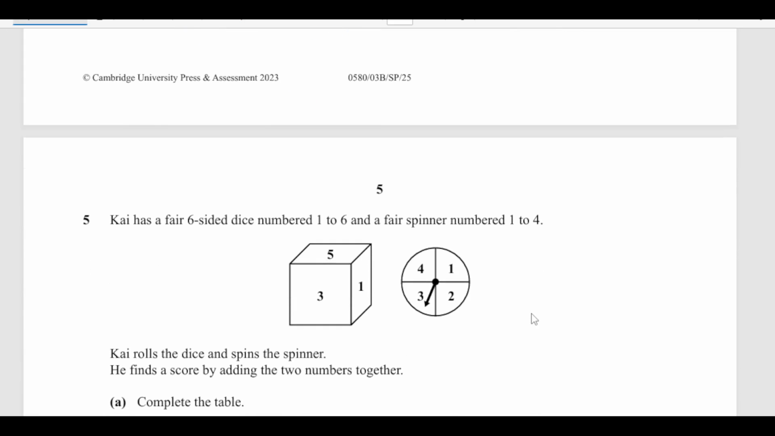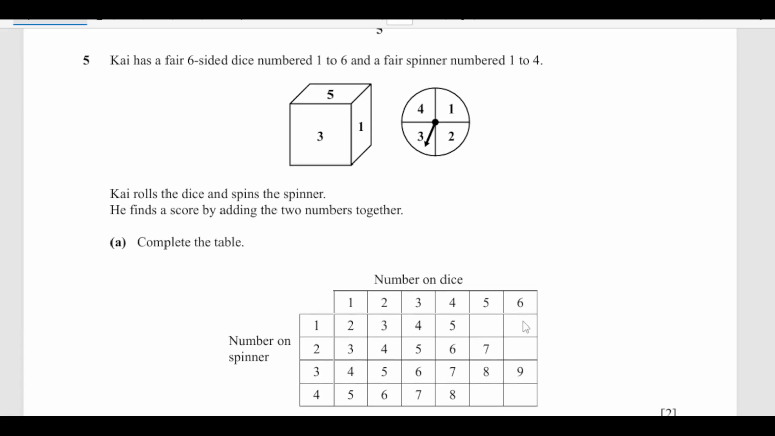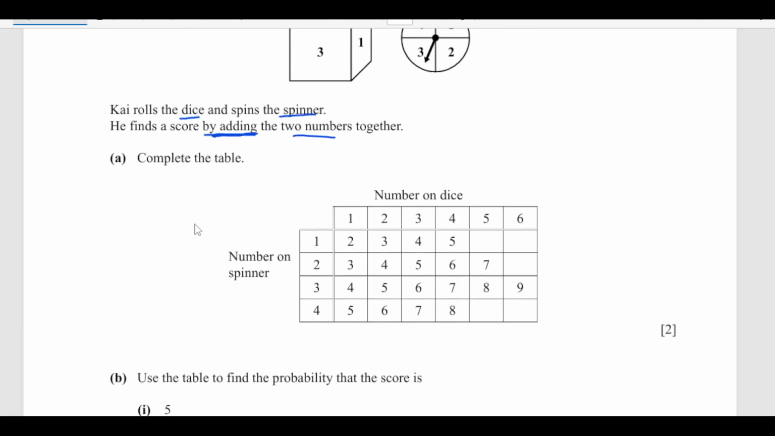Number 5, K has a fair 6-sided dice, numbers 1 to 6, and a fair spinner numbered 1 to 4. There is a dice, there is a spinner. K rolls the dice and spins the spinner, right? He finds the score by adding. So underline the keywords. He finds the score by adding 2 numbers together. So whatever he gets, he adds them, right?